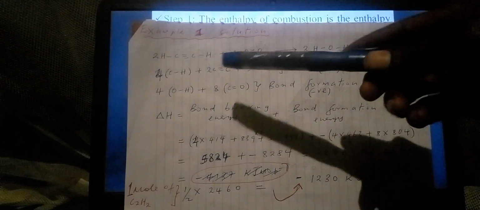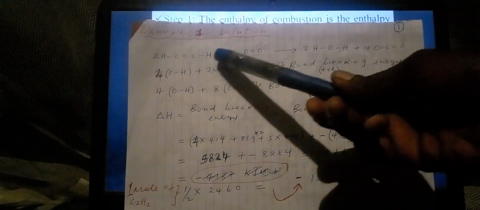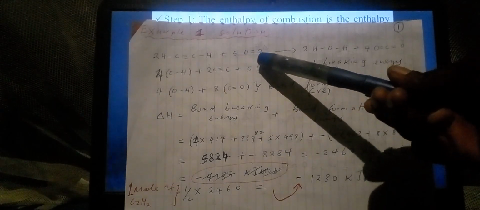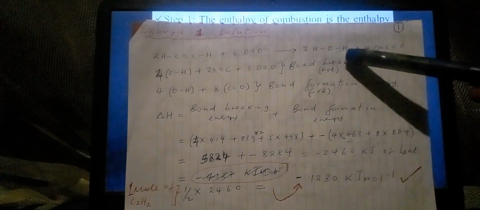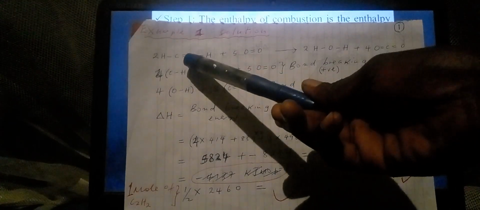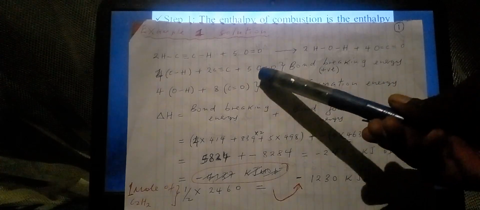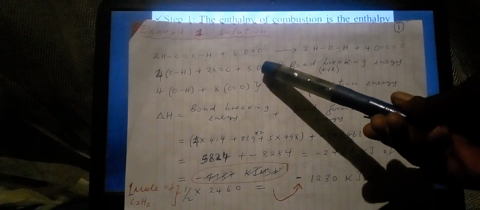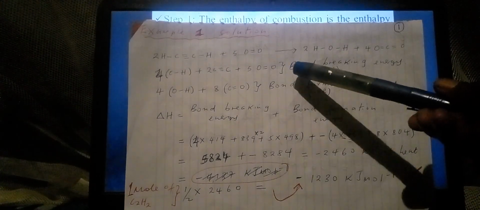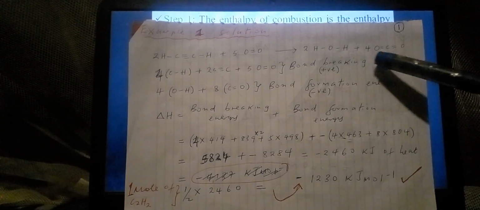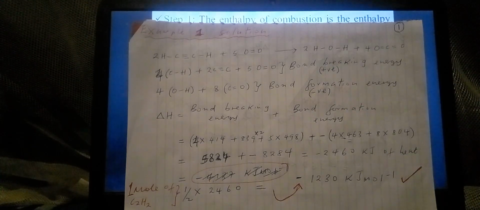In this case, we have 2 moles of ethane combining with 5 moles of oxygen gas to give us 2 moles of water and 4 moles of carbon dioxide. If we show these bonds, you'll find that in the 2 moles of ethane, we have 4 moles of carbon-hydrogen bonds. Then we have 2 moles of carbon-carbon triple bonds. Then in 5 moles of oxygen gas, we have 5 moles of oxygen-oxygen double bond. So the reactant side usually illustrates bond breaking energy, which is given a positive value, because remember there is absorption of heat in order for the bonds to break.